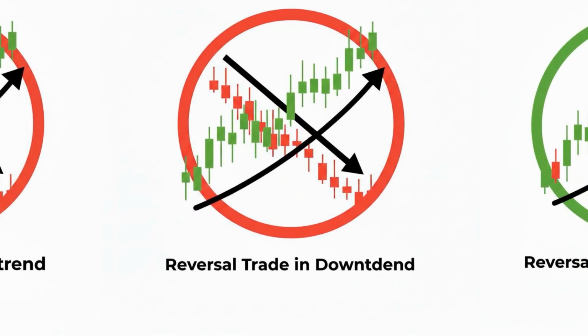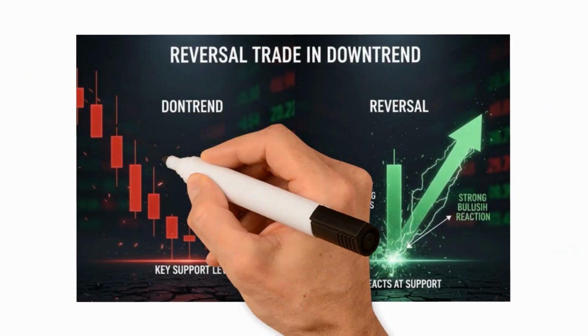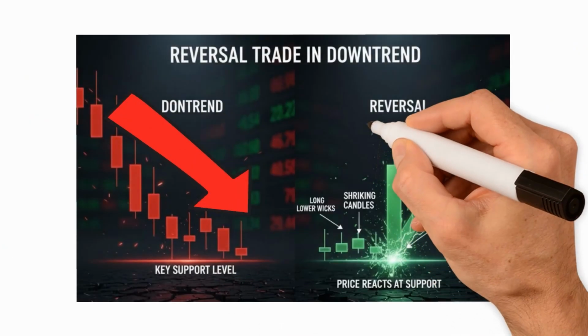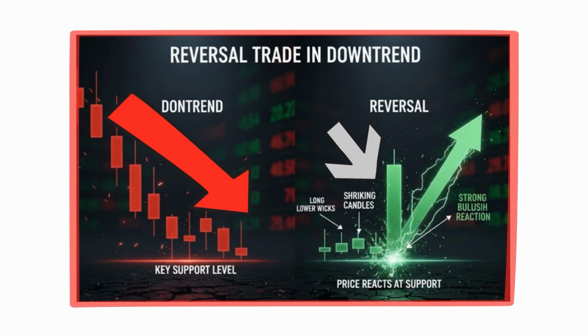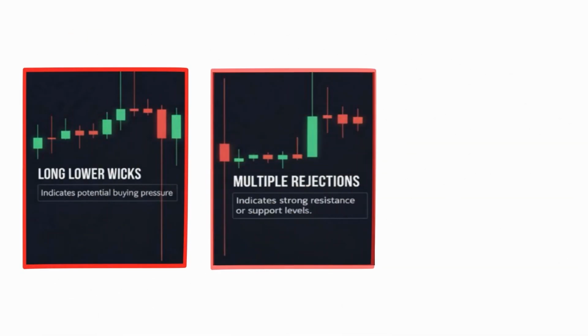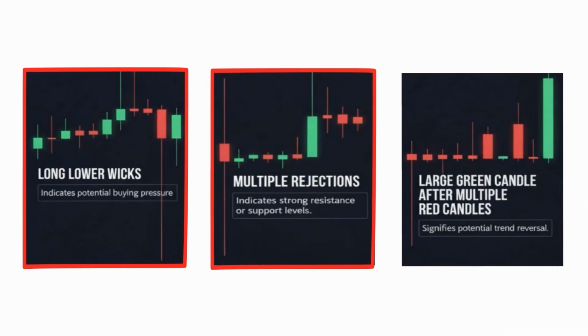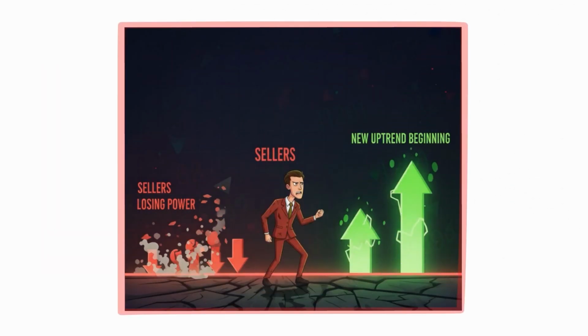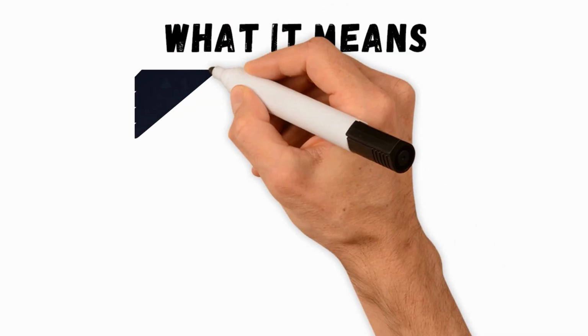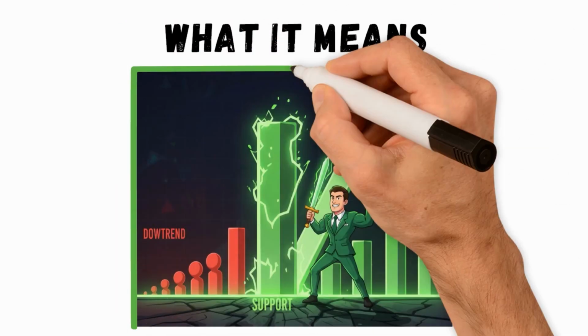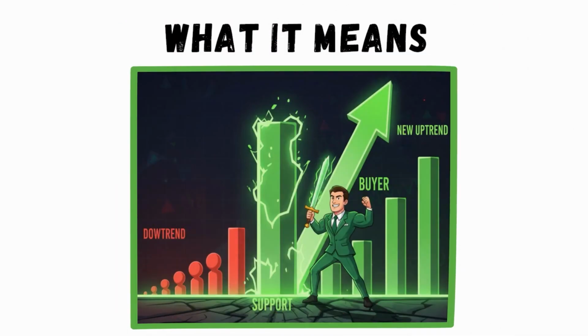Reversal trade in downtrend. This pattern forms when price is trending lower but starts showing strong reaction near a support level. You may notice long lower wicks, multiple rejections, or a green candle after several red ones. The market is hinting that sellers are losing power. What it means: a bottom may be forming and buyers could be preparing to reverse the trend.